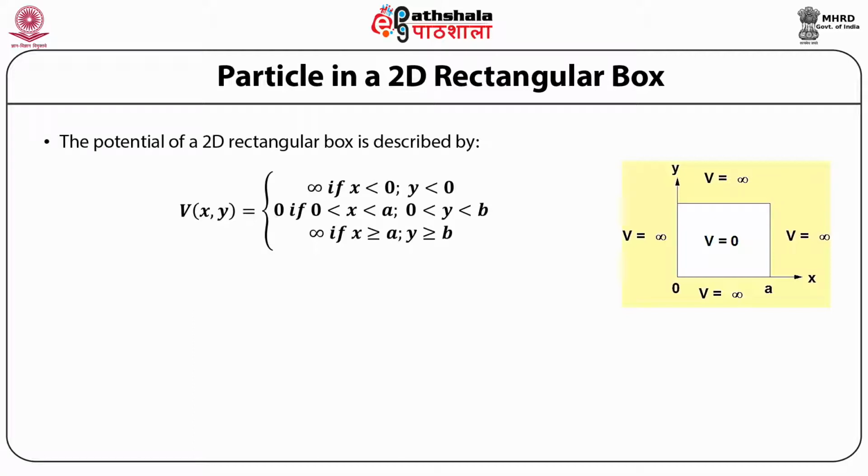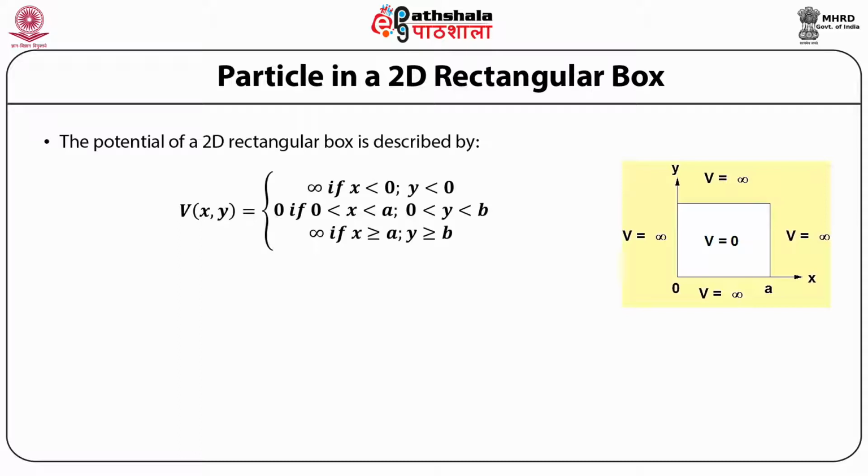So here a is on the x-axis and b is on the y-axis. Now if we write the Schrodinger equation, that is minus h cut square by 2m multiplied by bracket d square by dx square plus d square by dy square plus V(x,y) bracket close psi(x,y) equal to E psi(x,y).